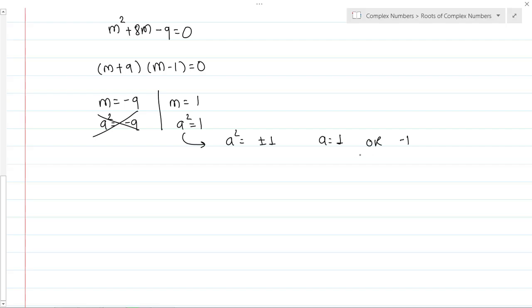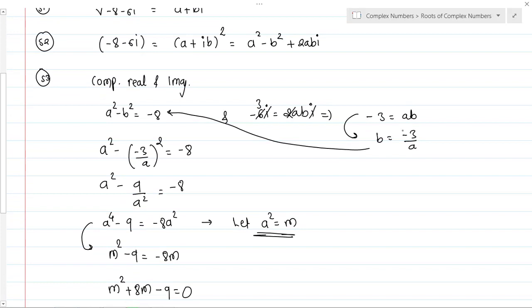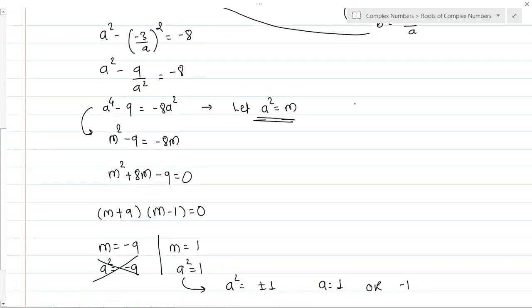So for this let's substitute the value of a in ab equals minus 3, and let's check what the value of b will be then.